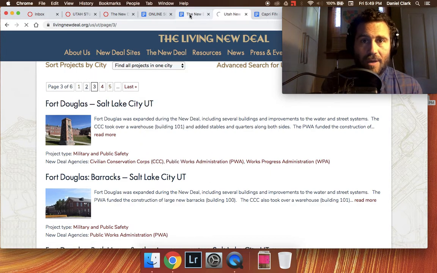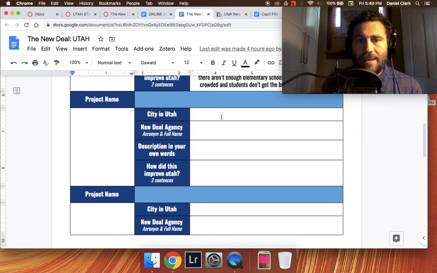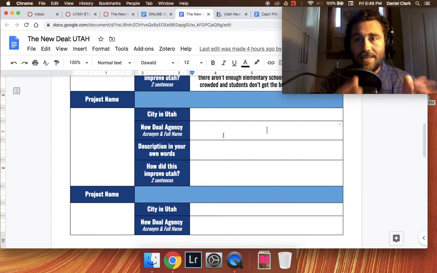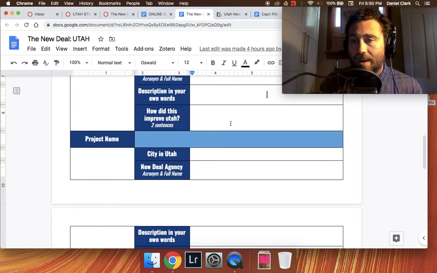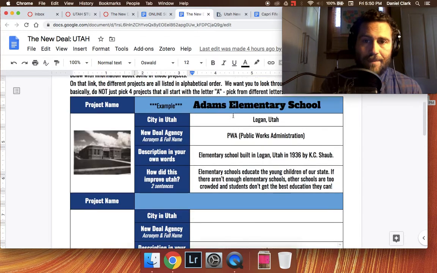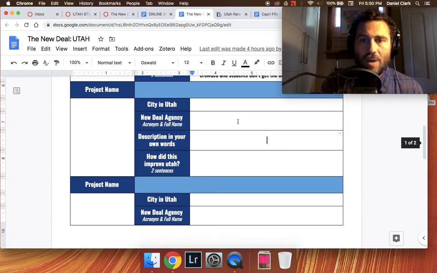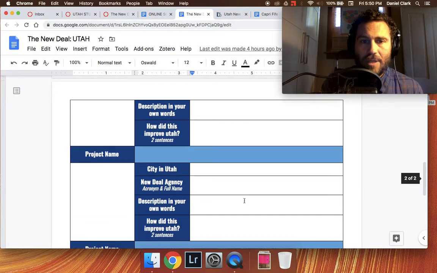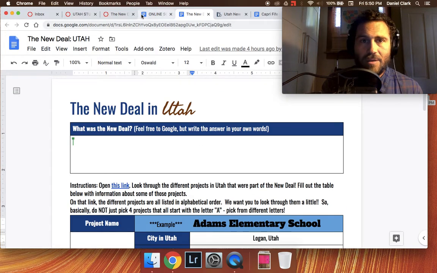So look through those and then complete the assignment. Project name, city in Utah, New Deal agency, acronym, and full letter. So if it's the CCC, it's also the Civilian Conservation Corps, that sort of thing. Describe it in your own words. And then what did it do to improve Utah? Okay, so this is a good example there. And then just follow that. You need to do 1, 2, 3, 4. 4 of the projects is what you need to do, okay?